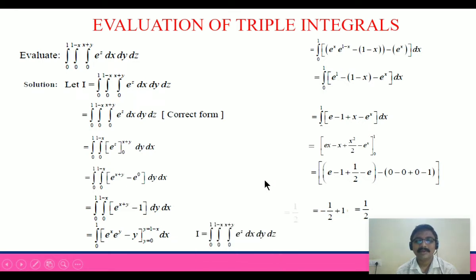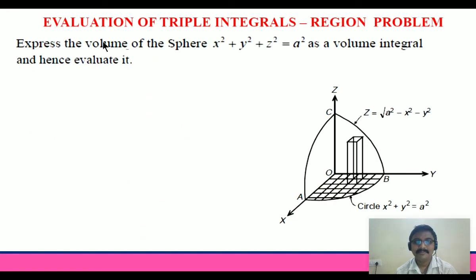So hence the required value of the triple integral is 1 by 2. Problem. Express the volume of the sphere x square plus y square plus z square is a square as a volume integral and hence evaluate it. So first we have to express the sphere region as a volume integral and then we have to evaluate. So here in this diagram clearly only first octant region is given.